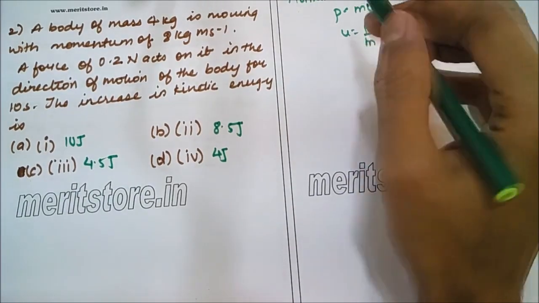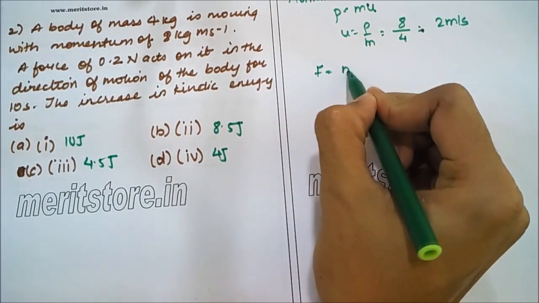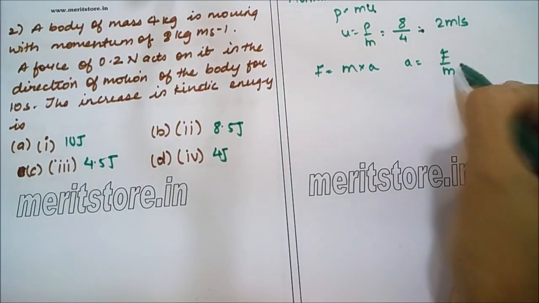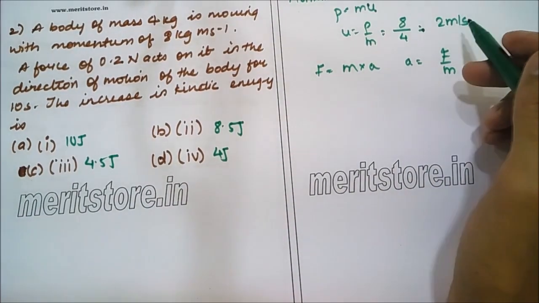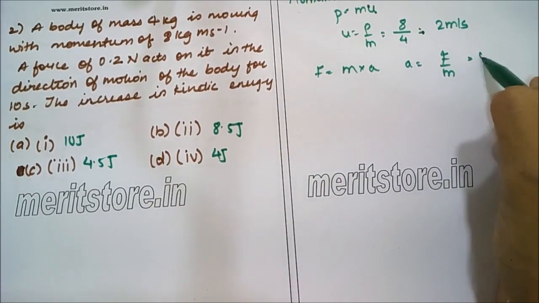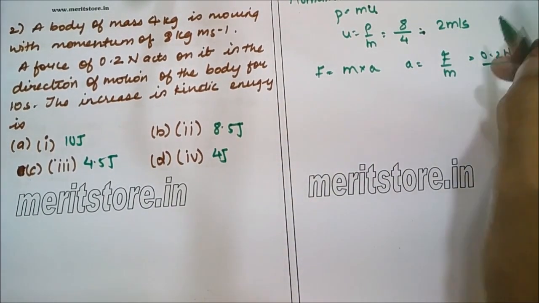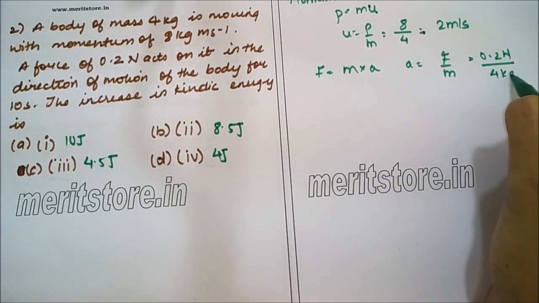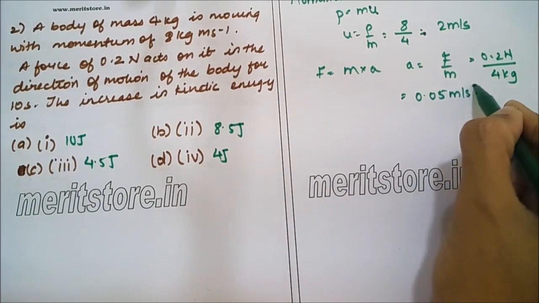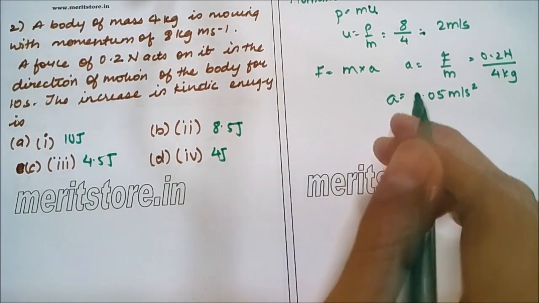Now force is equal to mass into acceleration. So your acceleration equals force upon mass. Force given is 0.2 newtons upon the mass, which is 4 kg, which is equal to 0.05 meter per second square of acceleration. So we have found the acceleration.